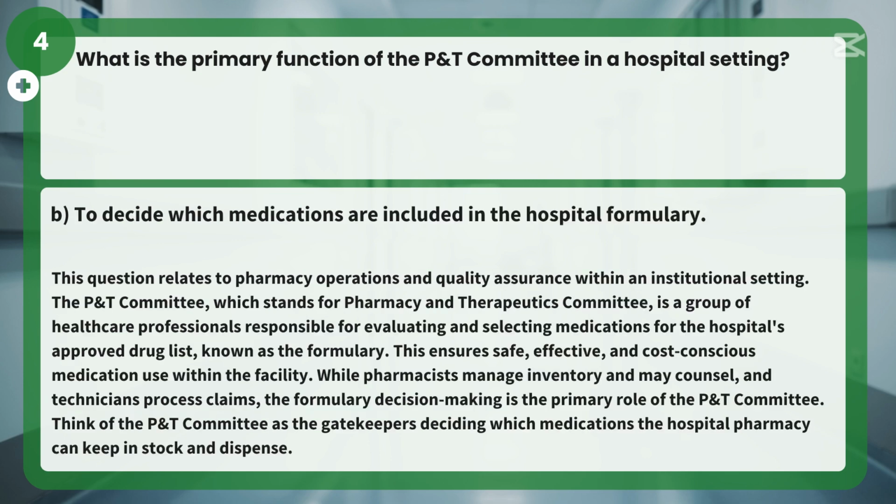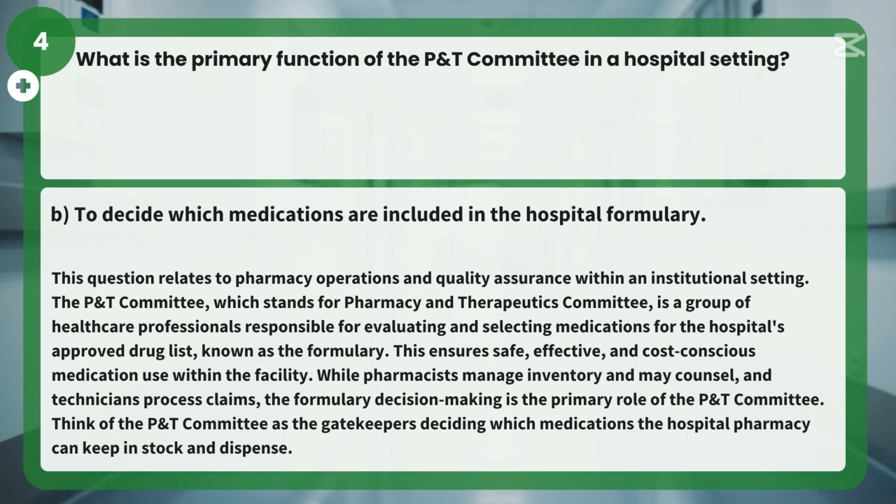Answer: B. To decide which medications are included in the hospital formulary. This question relates to pharmacy operations and quality assurance within an institutional setting. The P&T Committee, which stands for Pharmacy and Therapeutics Committee, is a group of healthcare professionals responsible for evaluating and selecting medications for the hospital's approved drug list, known as the formulary. This ensures safe, effective, and cost-conscious medication use within the facility.